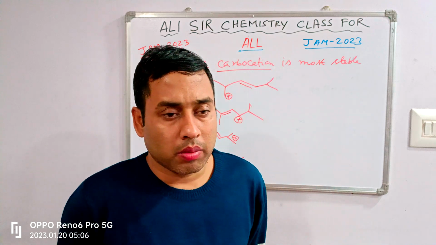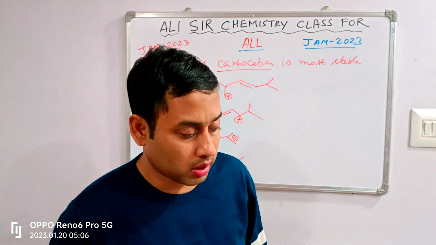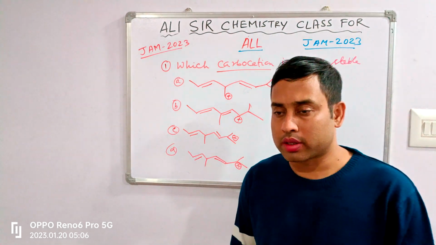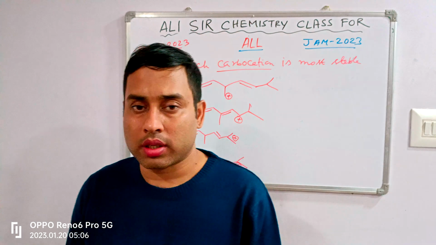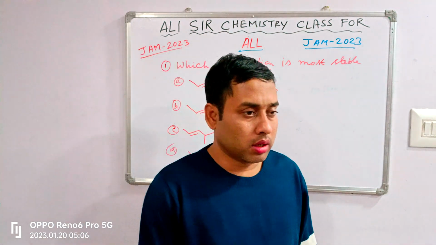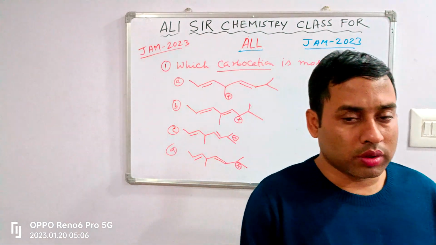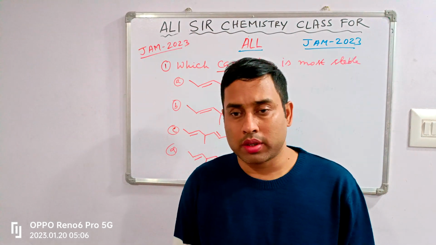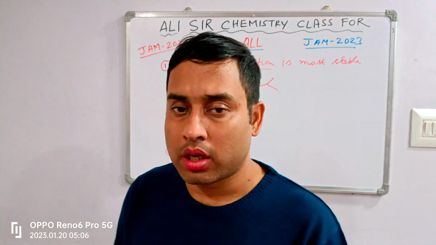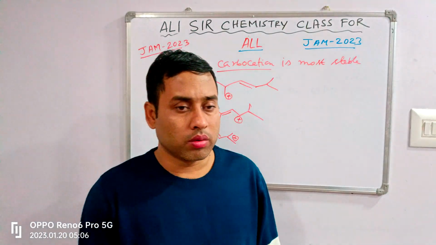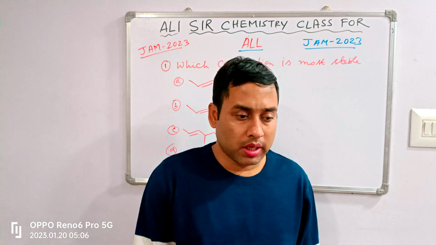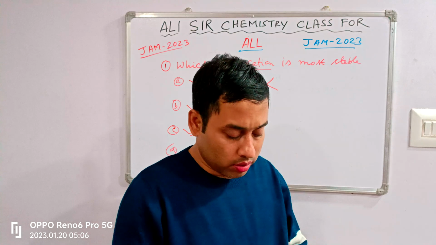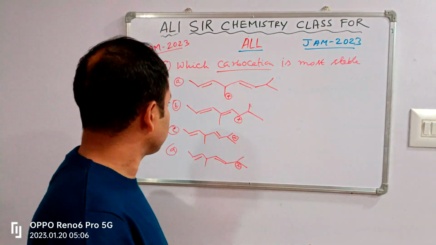So when it comes to the stability of carbocations, there are three things we have to remember. One stability factor is the inductive effect, another is the hyperconjugative effect, and the last one, which is very important, is the resonance effect. Mainly these three factors, inductive effect, resonance effect, and hyperconjugative effect, will explain which carbocation will be more stable.